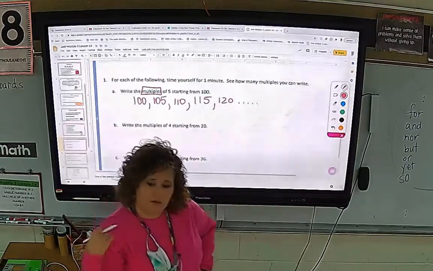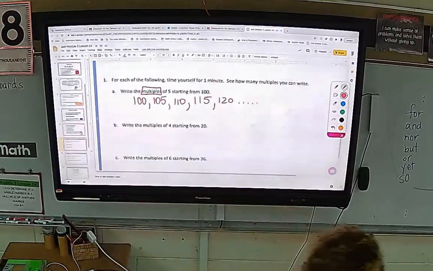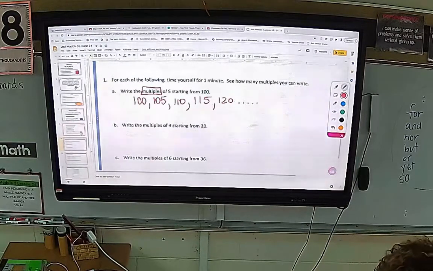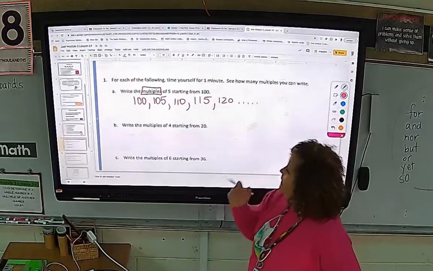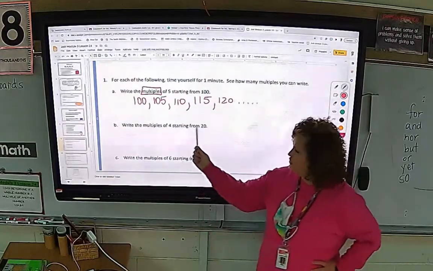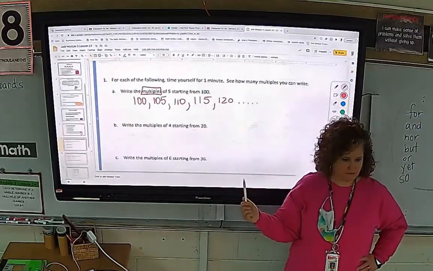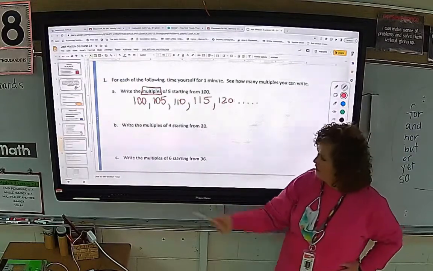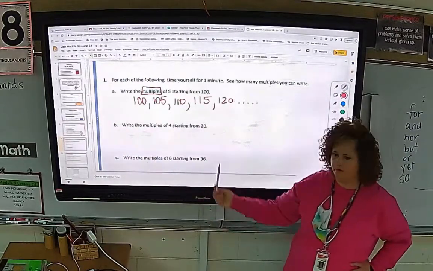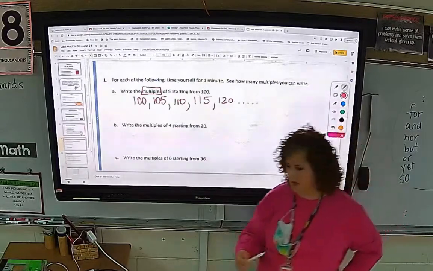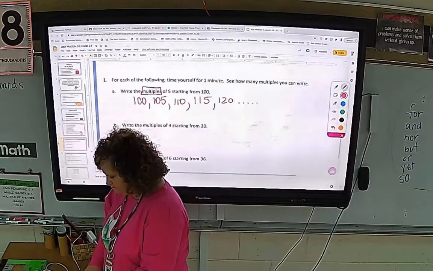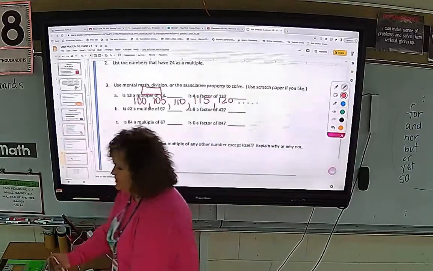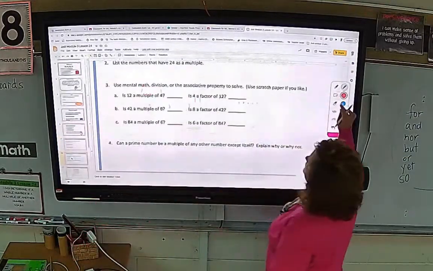If you did it according to their directions, you would go until the timer stopped and try to get as many as you could. Write the multiples of 4 starting from 20. Write the multiples of 6 starting from 36. We're going to give those a try in just a minute when we come back from our break. I'm just trying to show you some of the types of problems you will have.